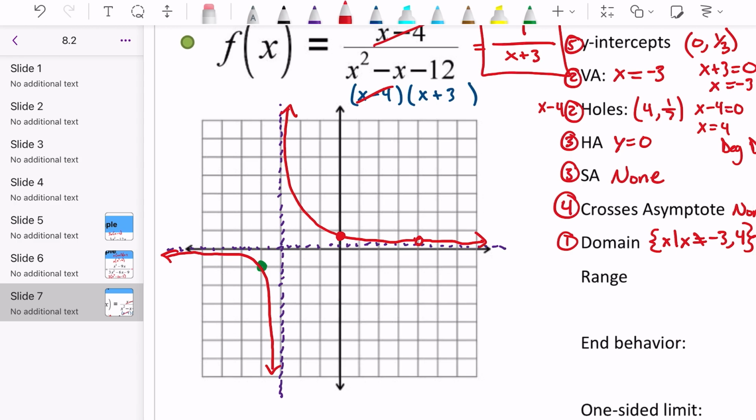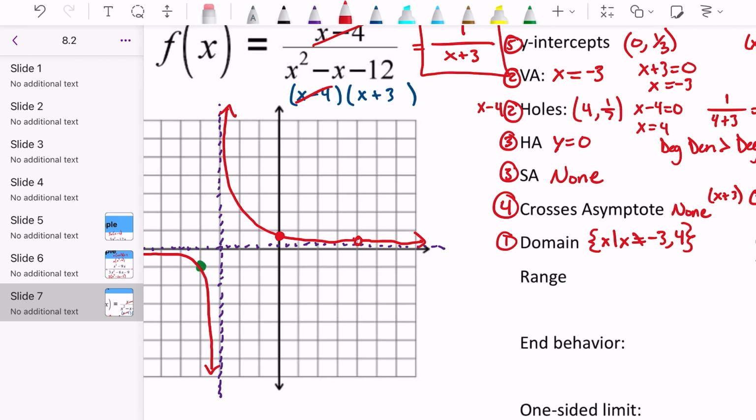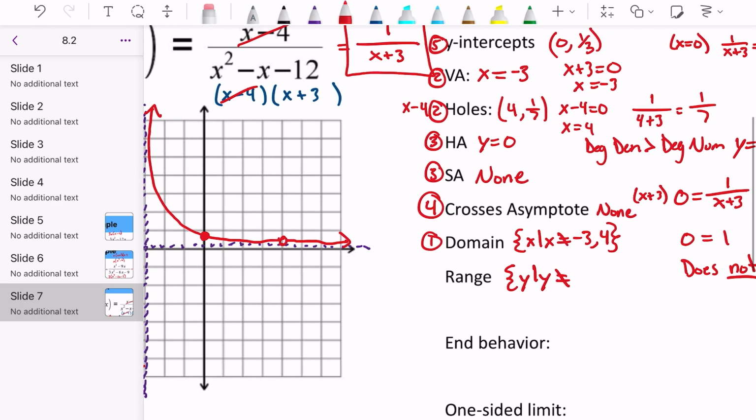From here, we have the ability to take a look at all of our different areas that we have remaining. We'll start off with the range. The range would be y such that y does not equal... Now let's take a look at our horizontal asymptote, which is 0. Notice the lines do not cross 0, so 0 will not be part of the range. We have a hole at 1/7, so we will also have to take that into account. So y cannot equal 0 and 1/7.